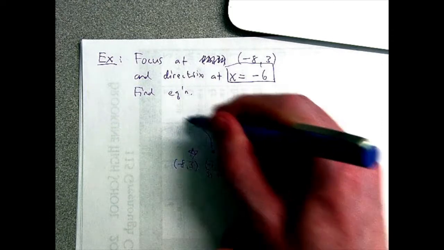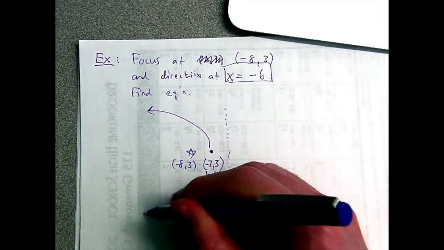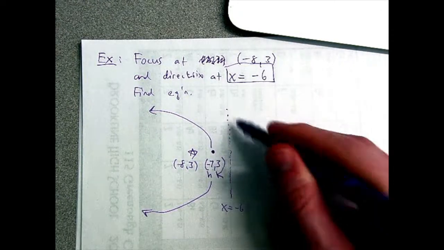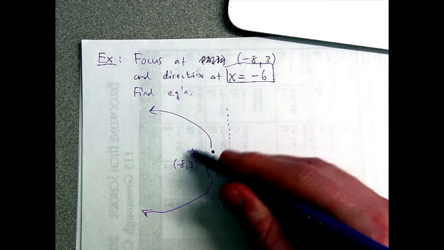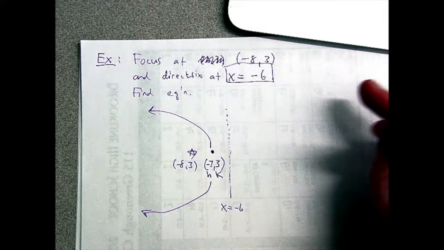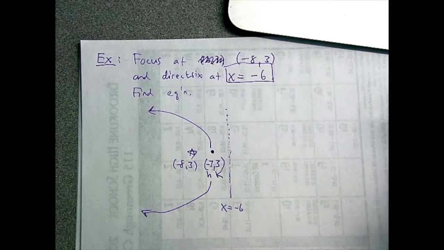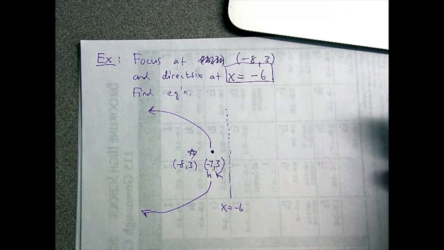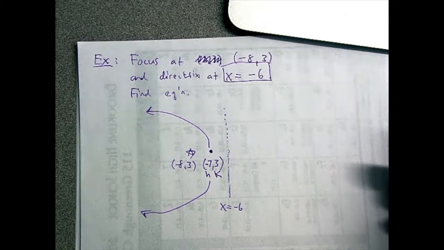The graph has to be opening like this, by the way, because the graph has to open away from the directrix, and it has to hug the focus. Okay, that's important. The graph should not cross the directrix ever. All right, so we know all the things we need to know to write down the equation except for p.